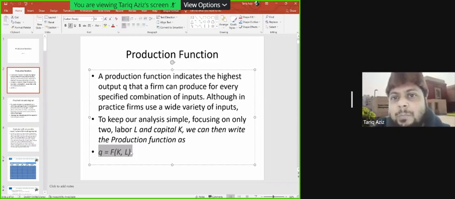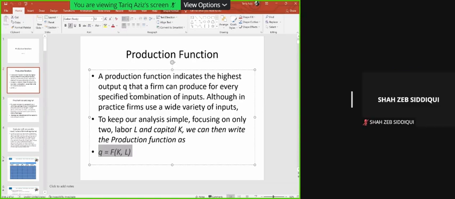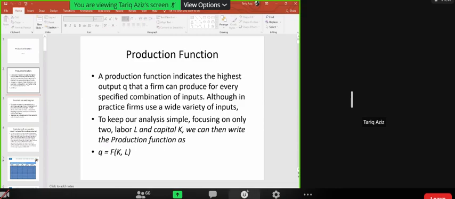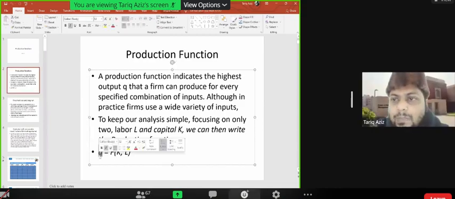So this is the simplest form of production function. Although in reality there are a lot of other inputs. Apart from labor, there may be raw material, electricity, different kinds of raw material that are used. But for the sake of simplicity, we will take only two variables: one is labor and one is capital. And we will look at how this Q behaves.